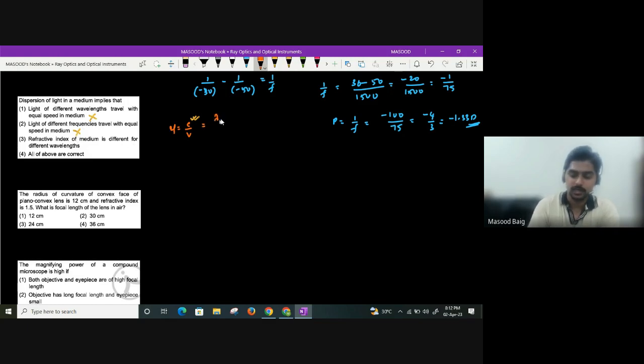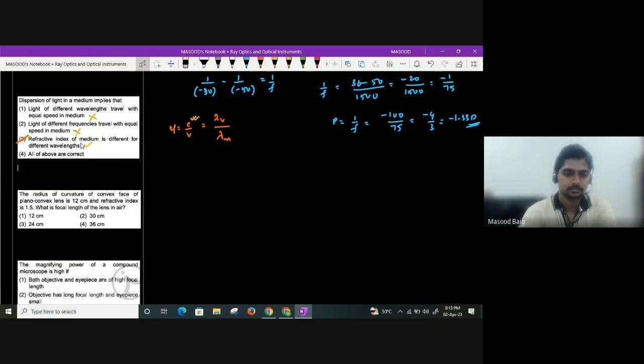Is that correct? It is given as wavelength in vacuum divided by wavelength in medium. So for different wavelengths, you will have different values of refractive index. So the third statement will be the correct statement again. Understood, all of you? Dispersion of light in a medium implies that, out of the given options, the third one will be correct: the refractive index of a medium is different for different wavelengths. Clear? Yes or no?